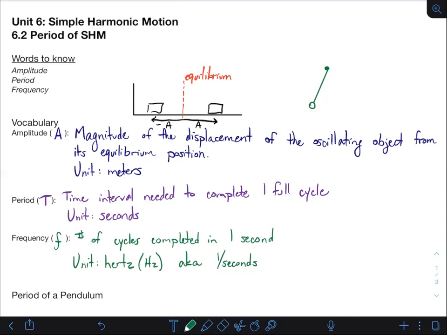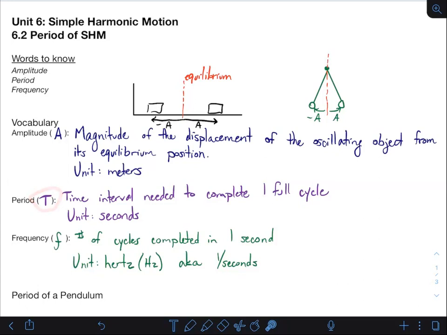Now, since amplitude is a length, we use meters to measure it. Let's go on to period. So period is the time interval needed to complete one full cycle. Since it is a time, we like to use T as our shorthand, but since we are talking about a very specific time, we are going to use a capital T in order to do that. And when I say one full cycle, that's really important.